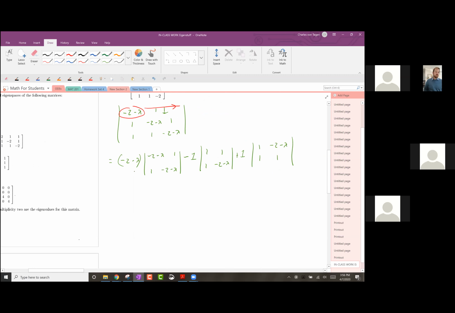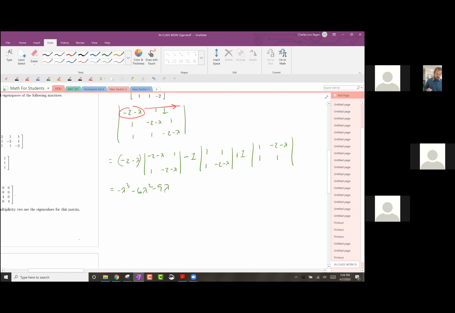It'd be a mess, but it would just take a little bit more time than we have. So I'm just going to go ahead and jump to it. And this characteristic polynomial comes out to be lambda times, in fact, if you did it, you get lambda cubed minus 6 lambda squared minus 9 lambda.